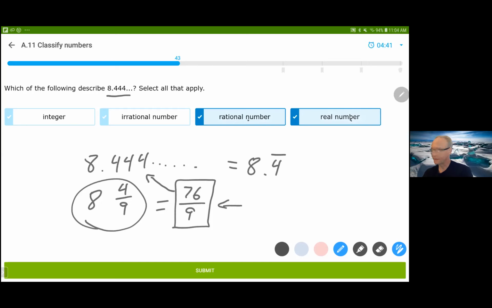It, of course, is a real number. Remember, all numbers are real except for the complex, and you won't be learning those until the end of the course, so don't worry about those. And it's not an integer because it's not a counting number or its opposite. So there we have it.